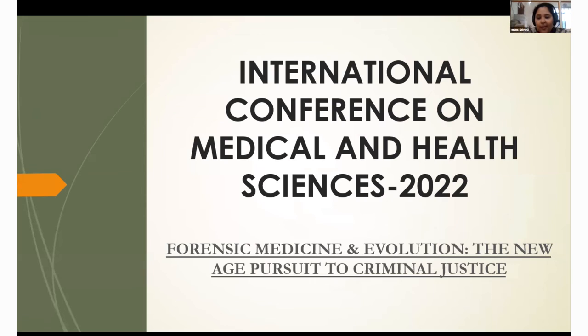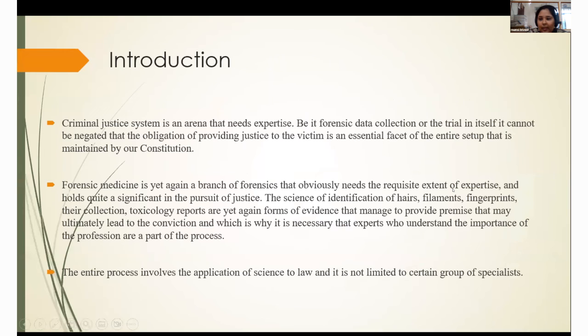I'm presenting on forensic medicine and evolution, a new age pursuit to criminal justice. Now, as we talk about forensic medicine, the criminal justice system is an area which needs very good expertise, be it forensic data collection or the trial in itself. It cannot be negated that the obligation of providing justice to the victim is very important and an essential part of the entire setup that is maintained by the Constitution.